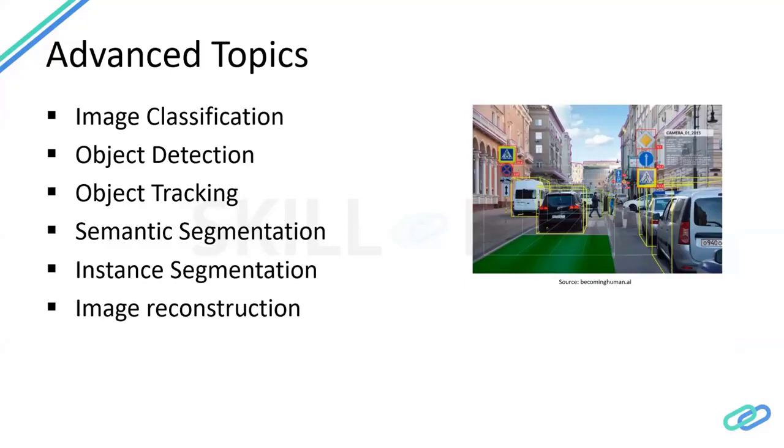Advanced topics in computer vision could be image classification, object detection, tracking, semantic segmentation, instance segmentation, image reconstruction. So there's a lot of things going on in the industry. It's a huge topic in itself. You can read up on them. There are many articles out there, and please do give them a read. Autonomous vehicles is one such simple application, and there are a lot more complex applications.